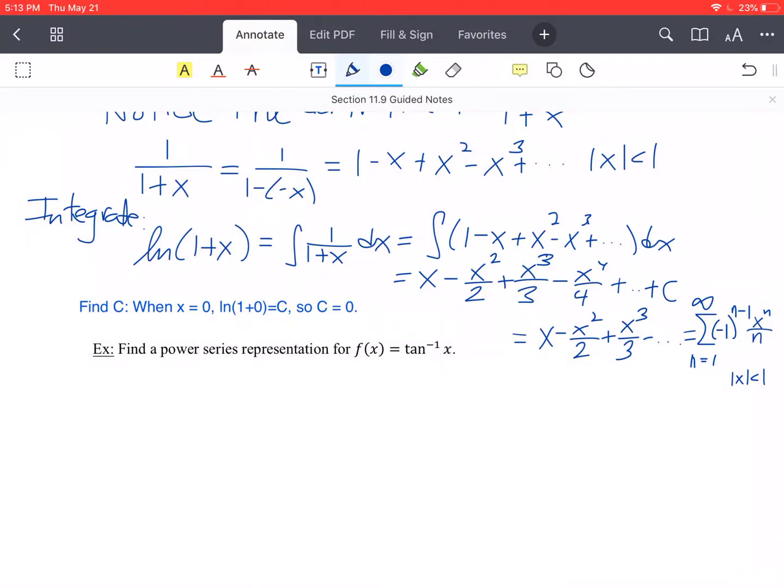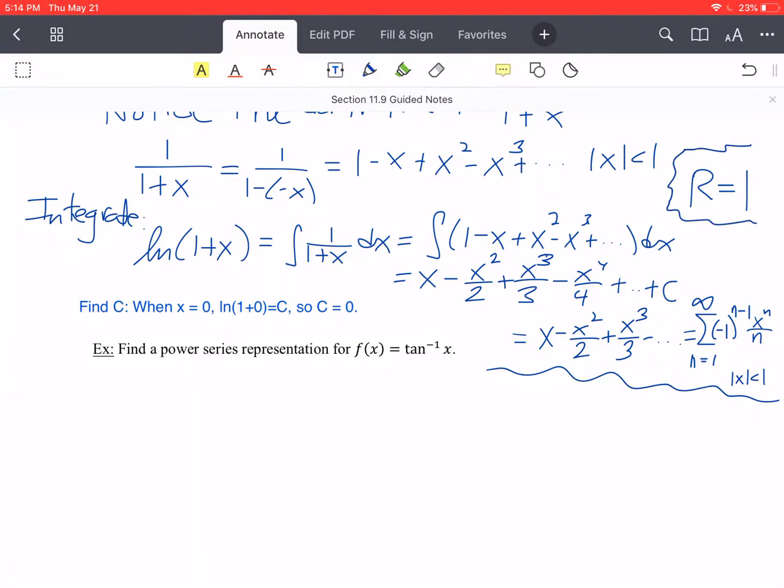Okay, so that's going to be our power series representation. And because we are integrating here, and we already knew the radius of convergence was 1, in this case R is still 1. Okay, so that is unchanged. R is still 1.